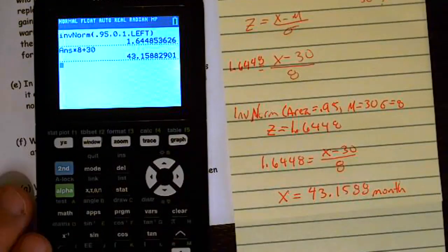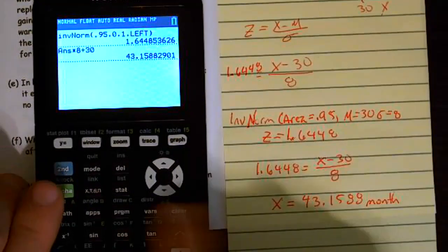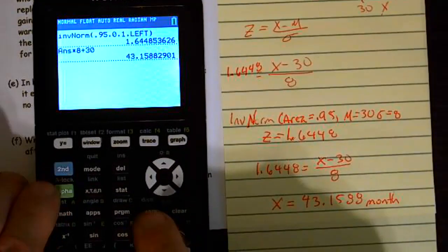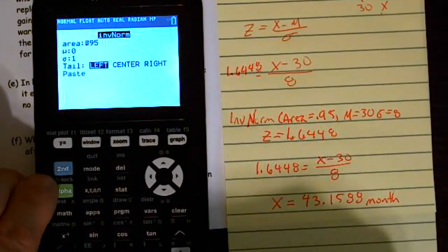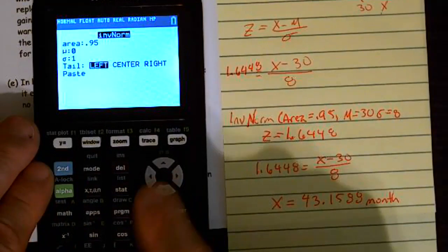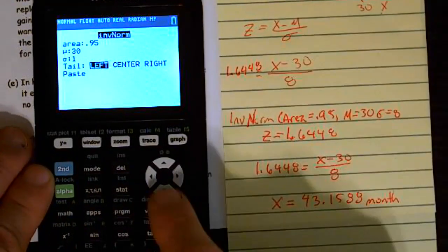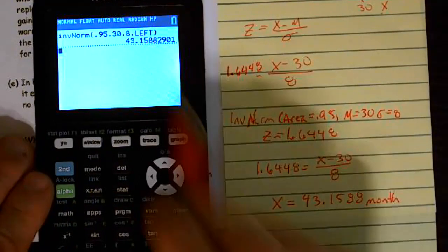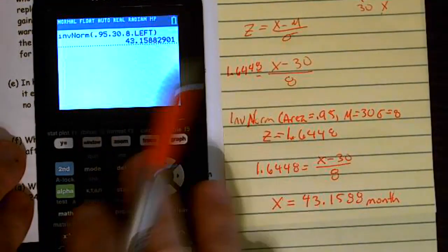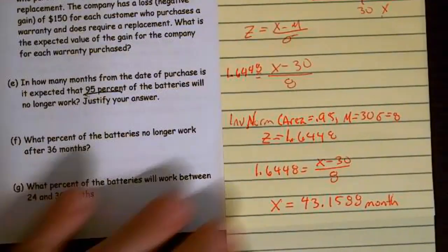Now, I could have also gone back in there and said, I don't want to do that by hand, I want to do that by the inverse norm. So second vars, inverse norm, 0.95, use the 30 for the mean, the 8, and there's the 43.1588 months.